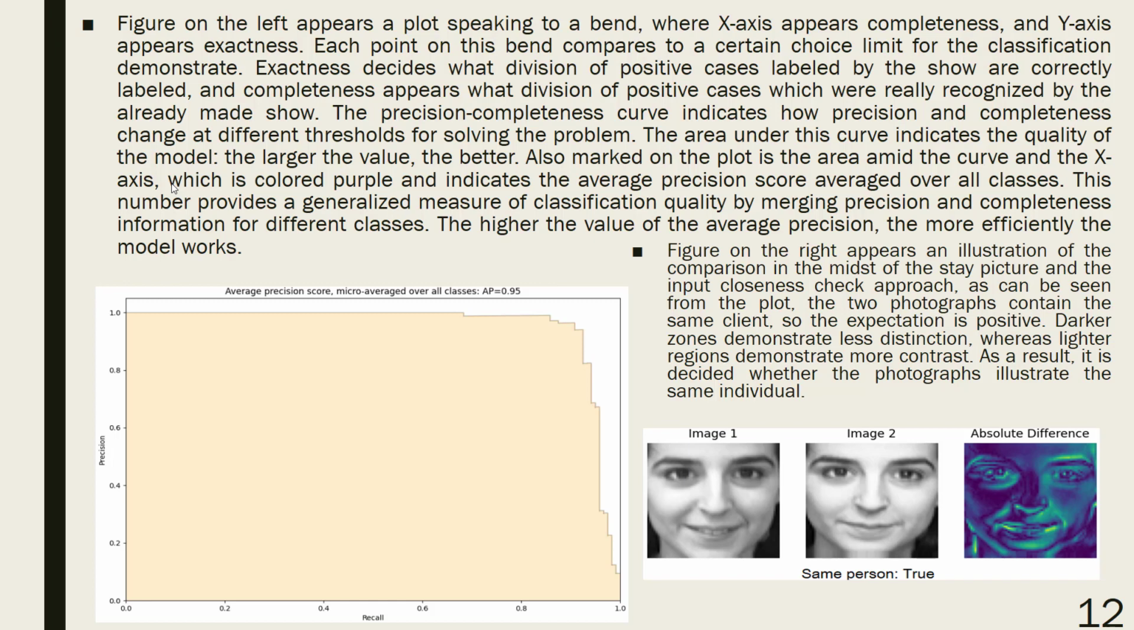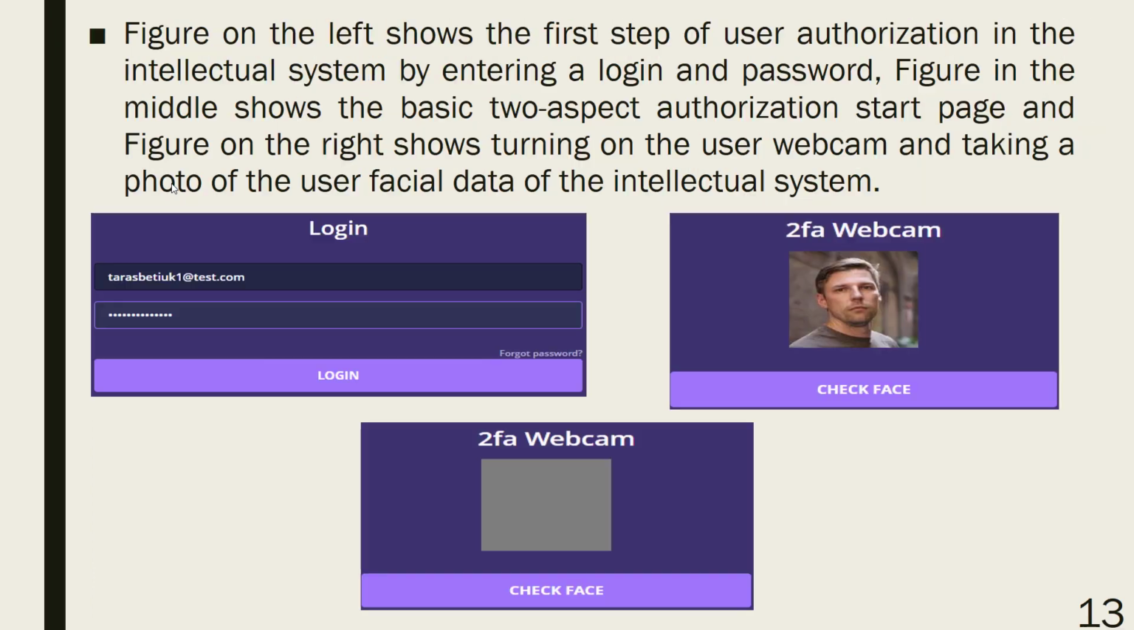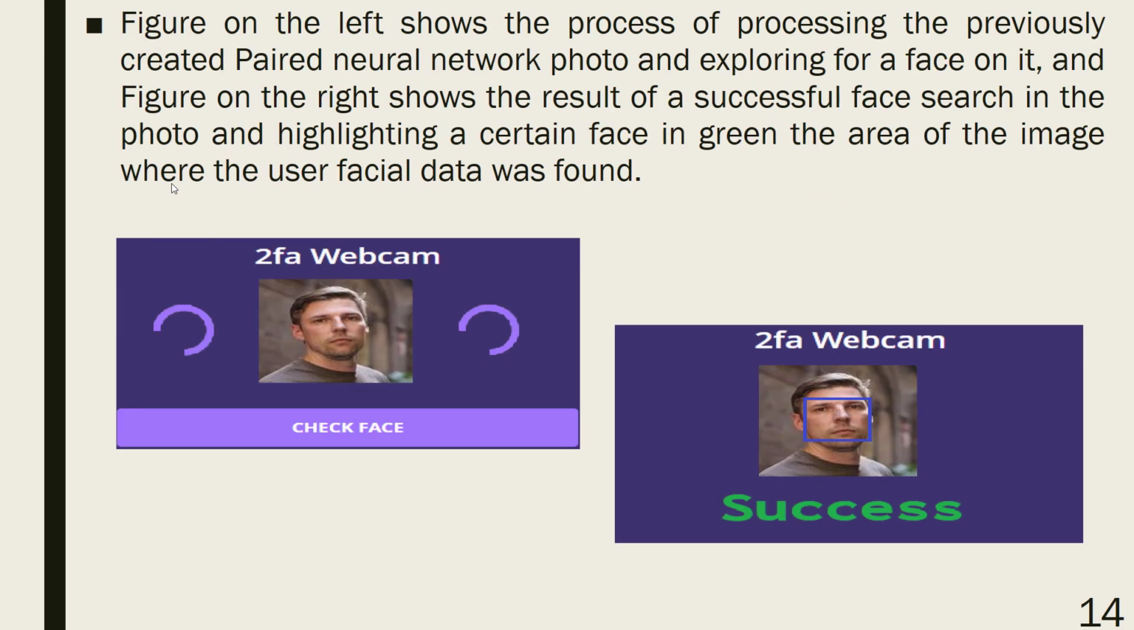Figure on the right appears an illustration of the comparison between a reference picture and the input image in the similarity check approach. As can be seen from the plot, the two photographs contain the same client, so the prediction is positive. Figure on the left shows the first step of user authorization in the intellectual system by entering a login and password. Figure in the middle shows the basic two-factor authorization start page, and figure on the right shows turning on the user webcam and taking a photo of the user's facial data of the intellectual system.